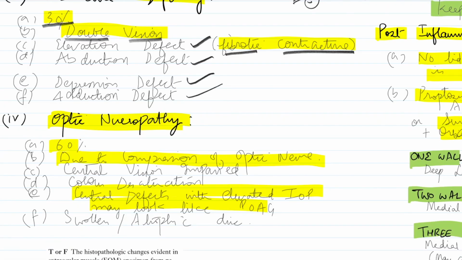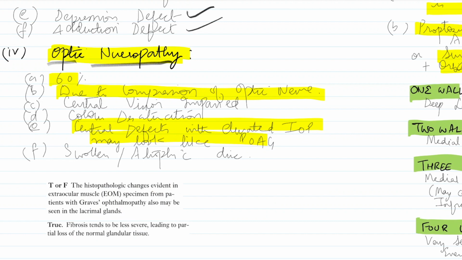Then you have an optic neuropathy, because whenever you're speaking about a compressive, compartmentalization sort of pressure, then you always have to look for optic neuropathy. This is seen in 60% of patients due to the compression of the optic nerve. Central vision is impaired, obviously. Then you can also have a color desaturation, but these are not so prominent.